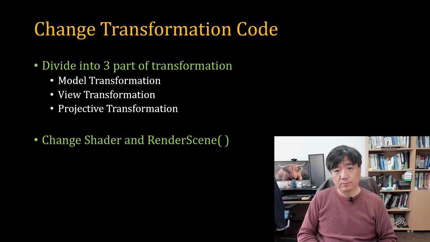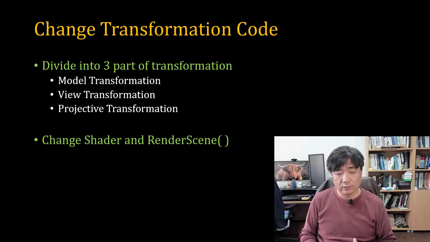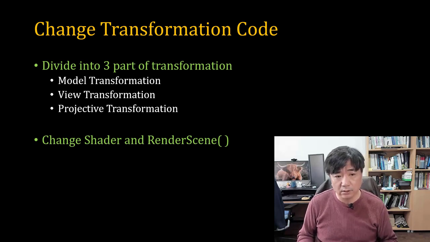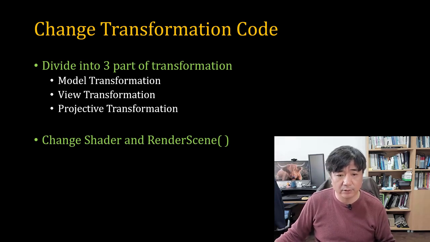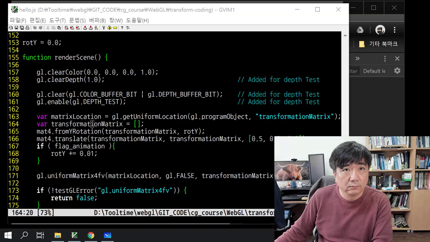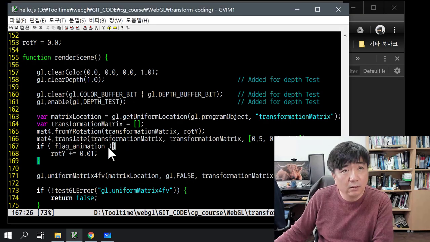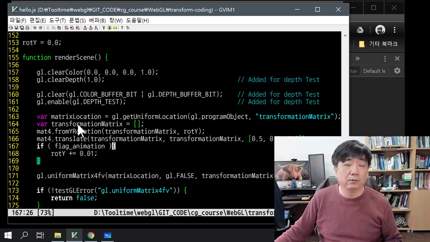Before learning viewing transformation and projective transformation, I will change the code. I will divide transformation into three parts. One is model transformation. The second thing is view transformation. And the third thing is projective transformation. Sometimes we call it the MVP matrix, so actually the order is PVM. And also I will change the shader code and render scene code. Let's go into the code. There is only one matrix sent to the shader, that is the transformation matrix. Okay, so I will change it into three.